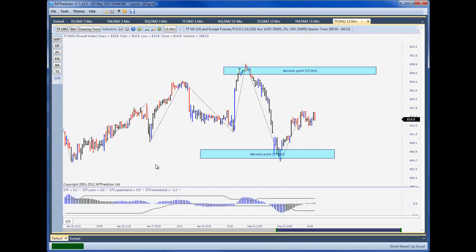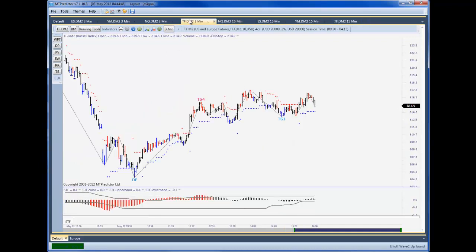So the question being is here is when you have the market at a 15-minute decision point support, that then allows you, when you have trade setups on the shorter time frame, in other words the 3-minute chart, like this DP buy here, you can override the STF color and actually go and take these trades.